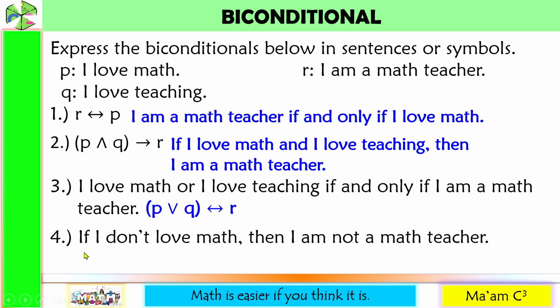Last one, if I don't love math, then I am not a math teacher. If I don't love math is the negation of our proposition P. So this is not P. Since I have here if then, I should have implies. I am not a math teacher is the negation of our proposition R. So this will be not R.